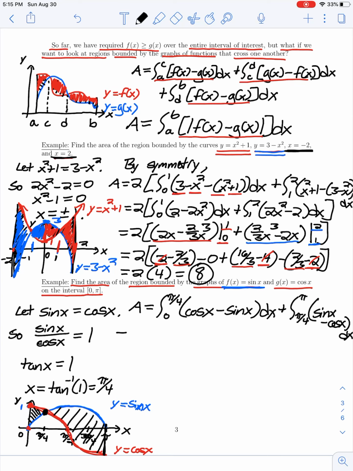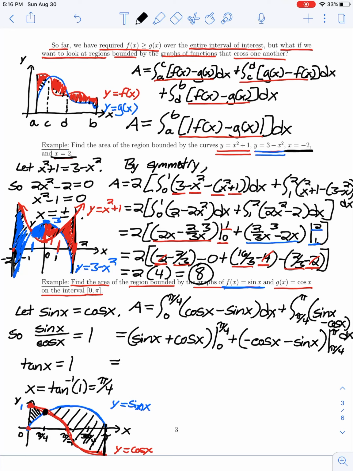All right. So evaluating this first integral, we need to find an antiderivative. The antiderivative of cosine x is sine x, and then we're subtracting the antiderivative of sine x, which is negative cosine, but since we're subtracting that value, we have a positive cosine x evaluated from 0 to pi over 4. Then we are adding, for the second integral, the antiderivative of sine x, which is negative cosine x, minus the antiderivative of cosine x, which is sine x. And this we are evaluating from pi over 4 to pi.